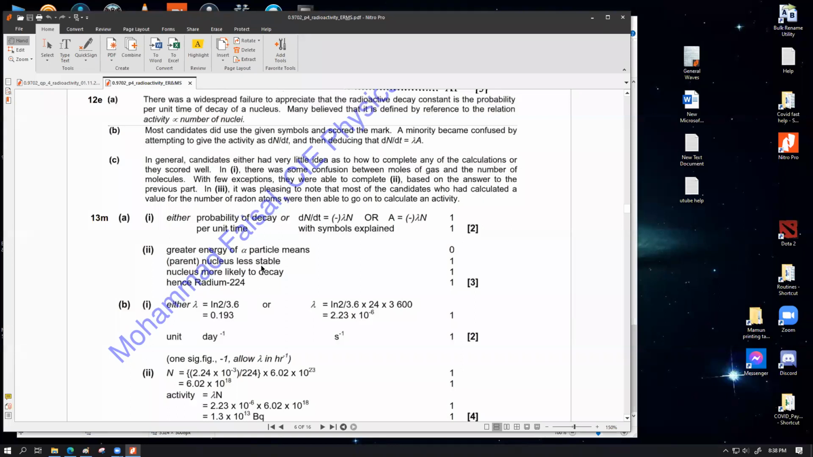Greater energy of alpha particle means parent nucleus is less stable, which means nucleus is more likely to decay. So radium-224 is losing more energy, means radium-224 was more unstable, which means higher activity.